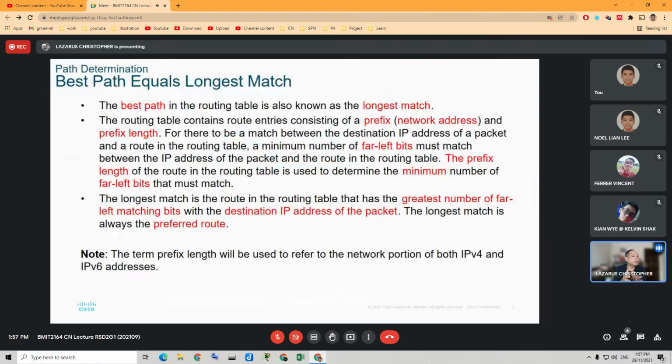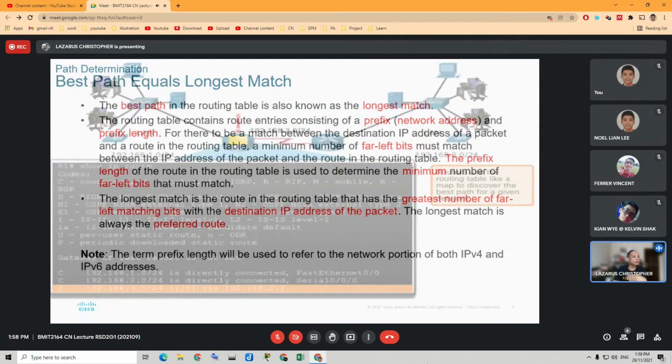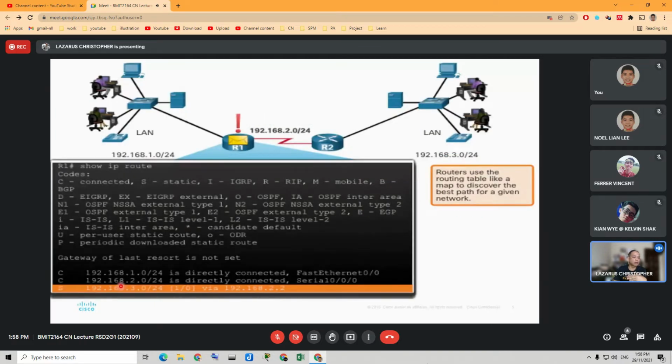Okay, it says best path equals longest match. We know best path means the best path to forward the packet. What is longest match? Longest match simply means, imagine that the router is going to perform the matching here, the network address part of the routing table.